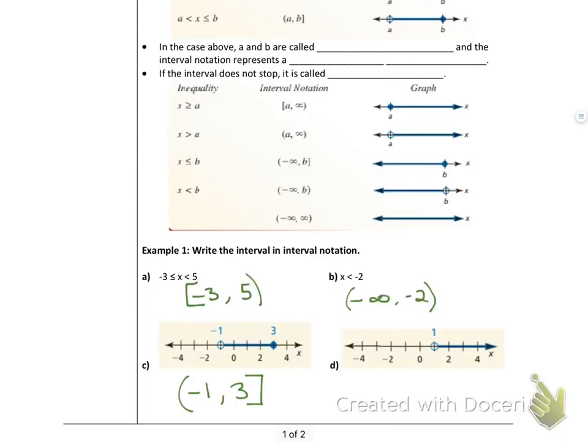In part D, we're going from 1 to infinity. Well, the farthest number on the left is 1, so we start at 1, comma. It doesn't stop on the right, so it's going all the way to infinity. The 1 is open, so it gets a parentheses, and infinity always gets a parentheses.